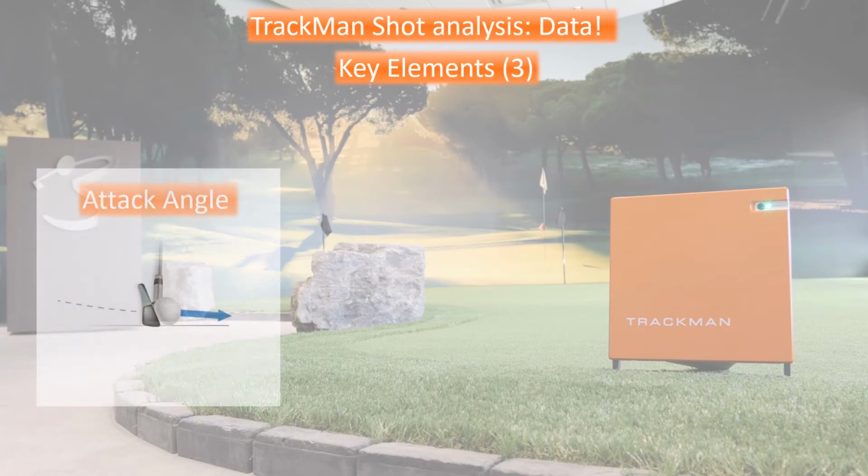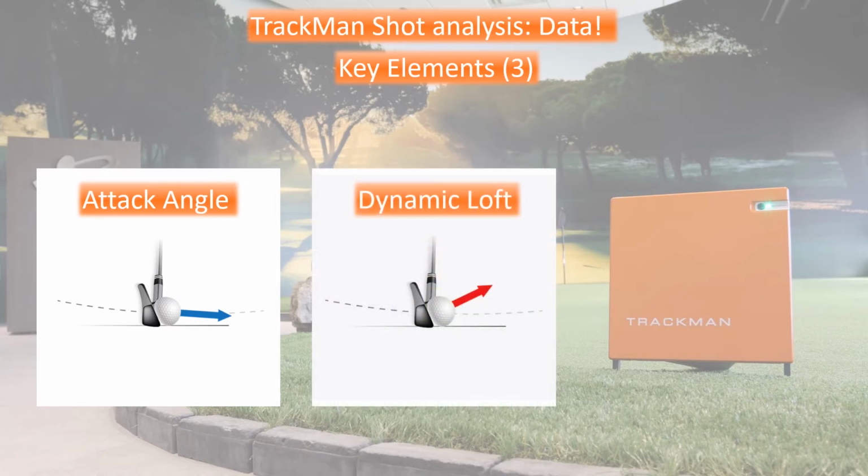On to the next slide, attack angle is the direction the club is moving, up or down, at impact. Shots hit off the ground need to have a negative attack angle in order to contact the ball before the ground. However, to maximise distance with a driver, you need to hit slightly up on the ball, meaning a positive attack angle. A suitable club fitting is required to optimise the attack angle impact.